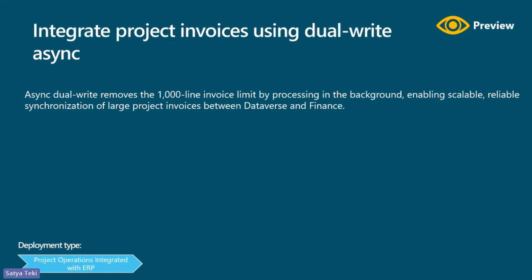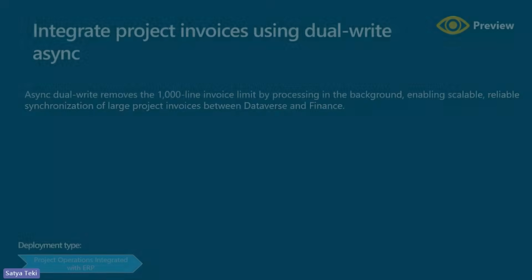By decoupling the synchronization process, async dual write provides scalability, reliability, and a clear audit trail, ensuring that project invoicing flows smoothly between Dataverse and finance while maintaining financial integrity. Let's see a quick demo on how to enable the dual write async integration.